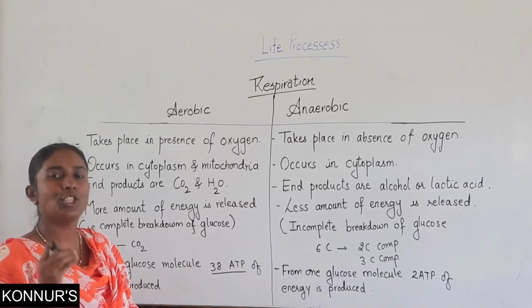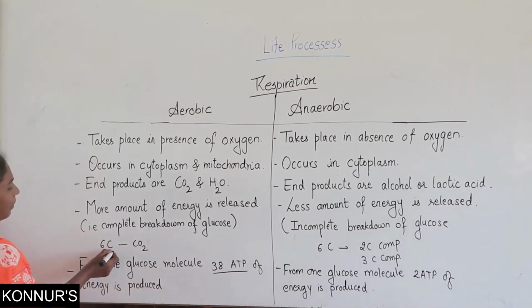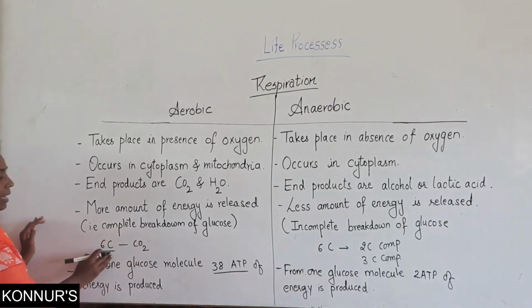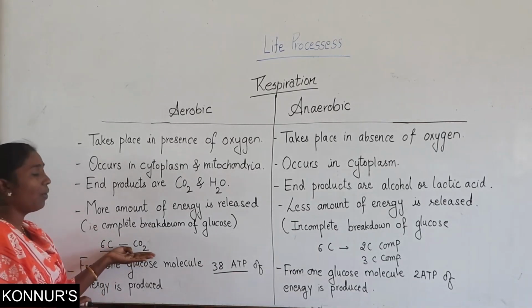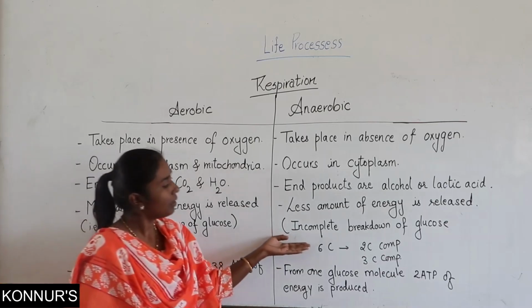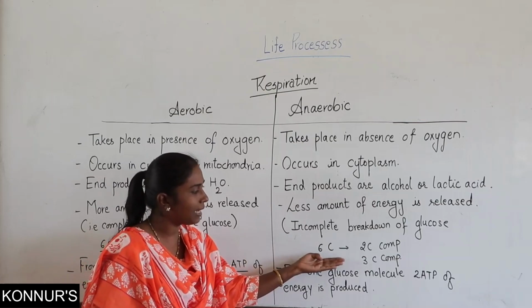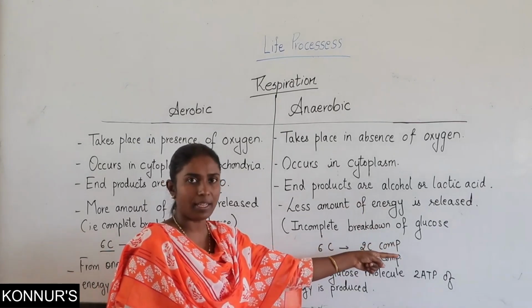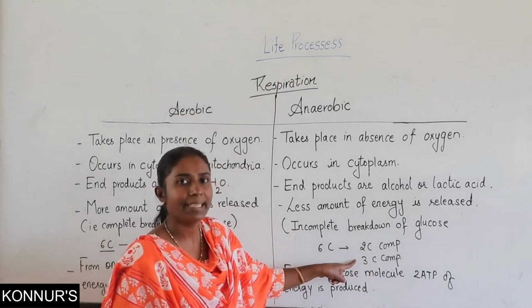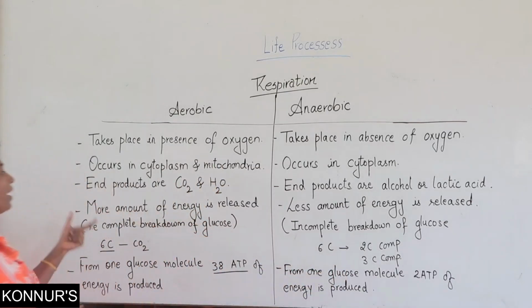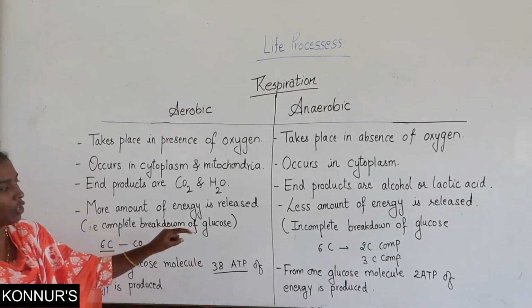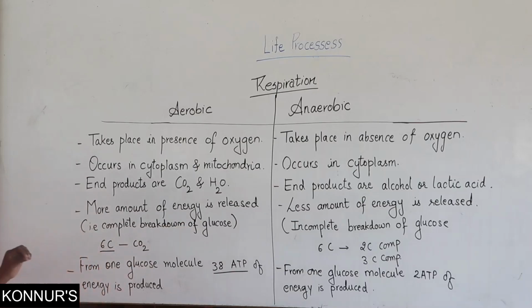So C6H12O6. This 6 carbon compound completely breaks down to give carbon dioxide, whereas in anaerobic respiration, the 6 carbon compound breaks down to give 2 carbon compounds of ethanol and 3 carbon compounds of lactic acid. That is why the amount of energy released in aerobic respiration is more, because complete breakdown of glucose takes place, whereas in anaerobic respiration, incomplete breakdown of glucose takes place.